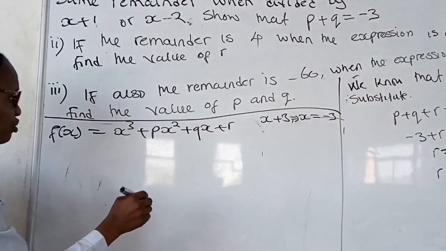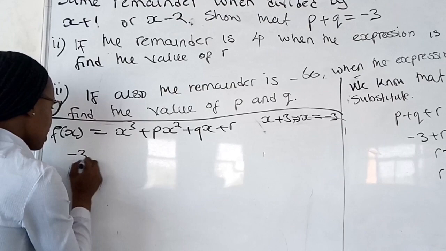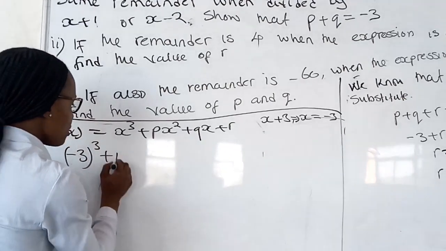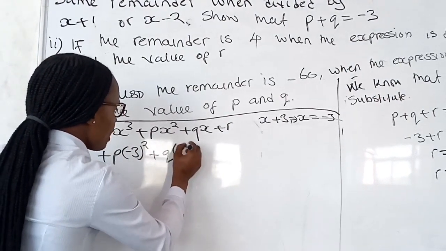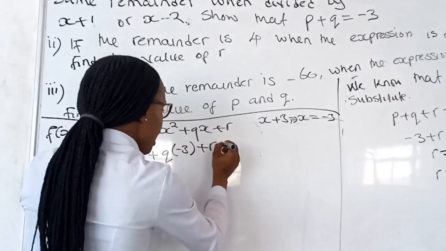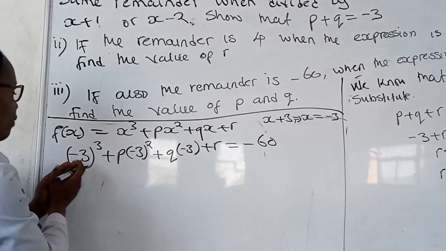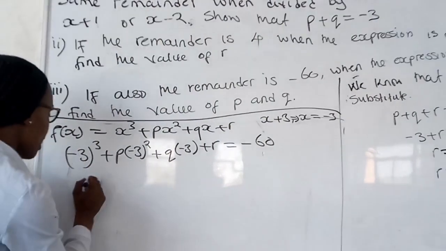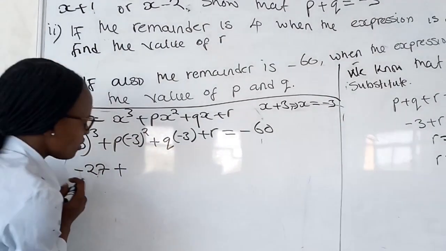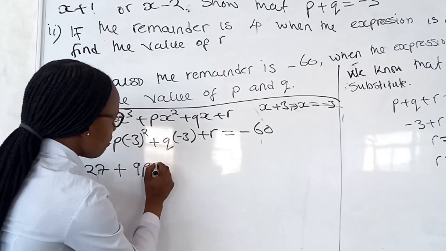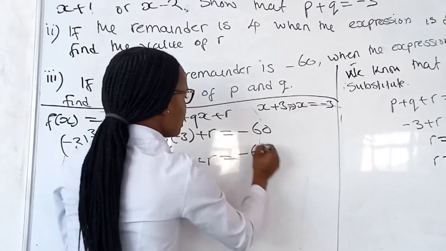Okay, so what we're going to do is this. Here we are now going to substitute with negative 3, which will be minus 3 raised to the power 3 plus p times minus 3 raised to the power 2 plus q multiplied by negative 3 plus r equal to negative 60. That is what we are talking about. And negative 3 raised to the power 3 gives us minus 27 plus this and this gives us 9p minus 3q plus r equal to negative 60.